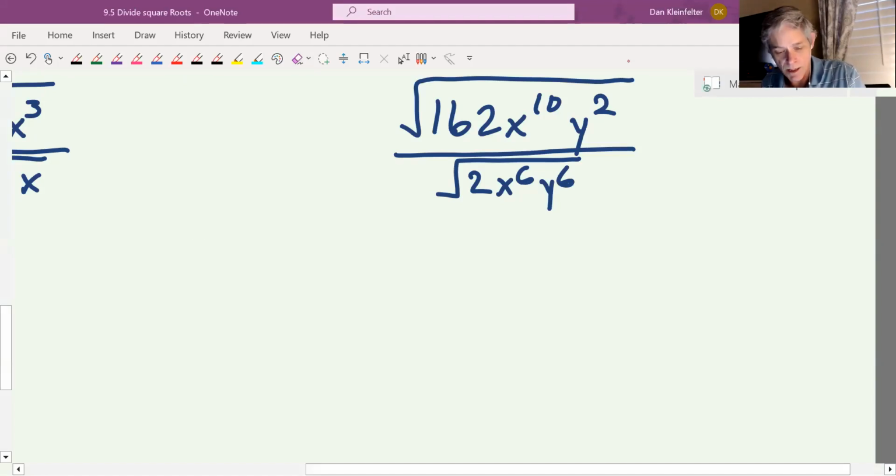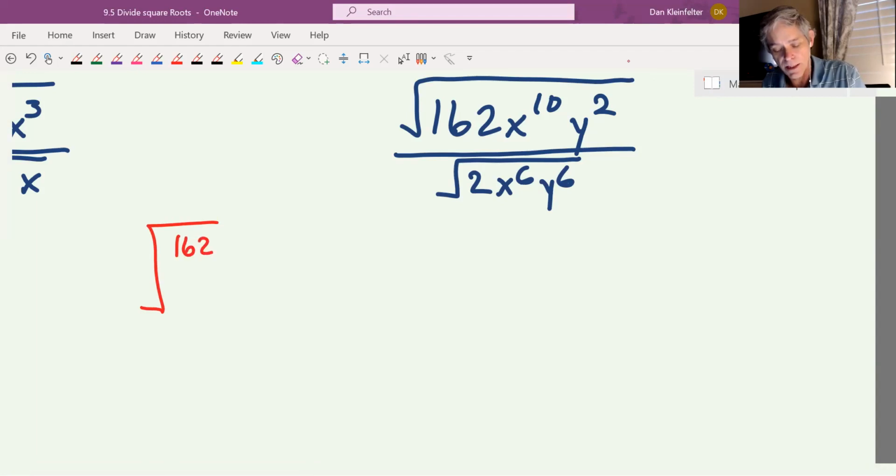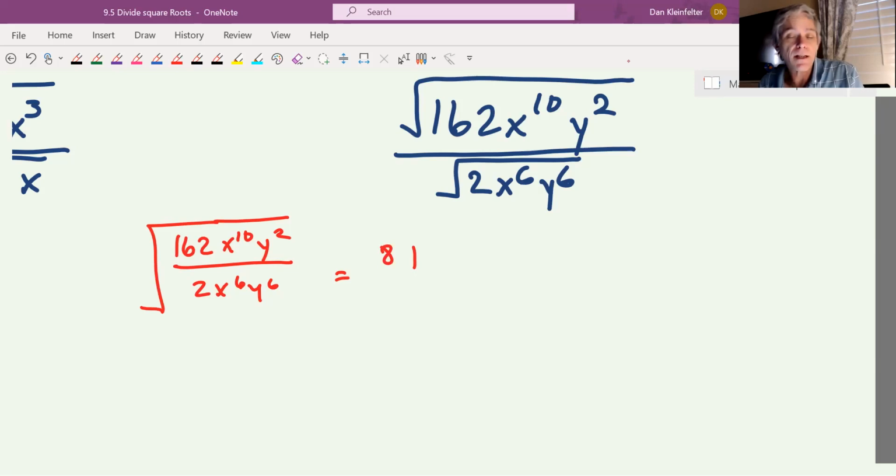All right, so we're going to make this into a single radical with 162 x to the 10th y squared on top of 2x to the 6th y to the 6th underneath. So then simplifying the fraction first, 162 divided by 2 is 81. And then we'll use exponent rules to simplify our x's and y's. x to the 10th over x to the 6th, you subtract exponents, so that we will get x to the 4th power. And then y squared on top and y to the 6th on the bottom, that will give us a y to the 4th in the denominator.